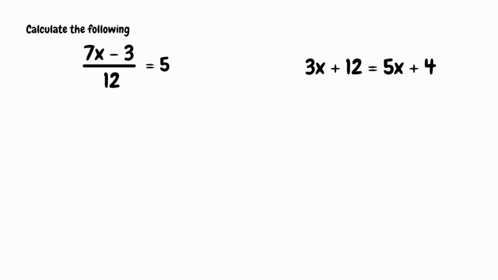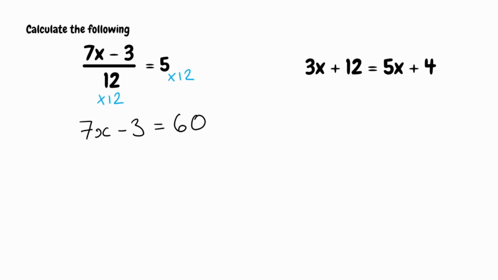Okay, so to begin with, we've got 7x, take away 3, then divided by 12 is equal to 5. So the first thing we want to get rid of here on the left-hand side of this equation is that divide by 12. So we want to do the opposite of divide by 12, which is to multiply by 12. So because I'm multiplying the left-hand side by 12, I also need to do this to the right-hand side. So our new equation is now 7x take away 3 is equal to, well, we've now got 5 multiplied by 12. Well, that gives us 60.